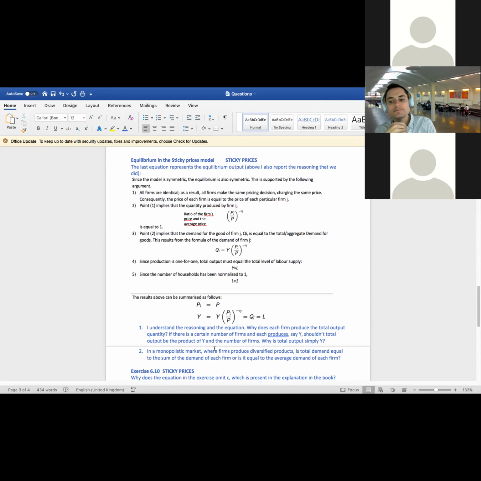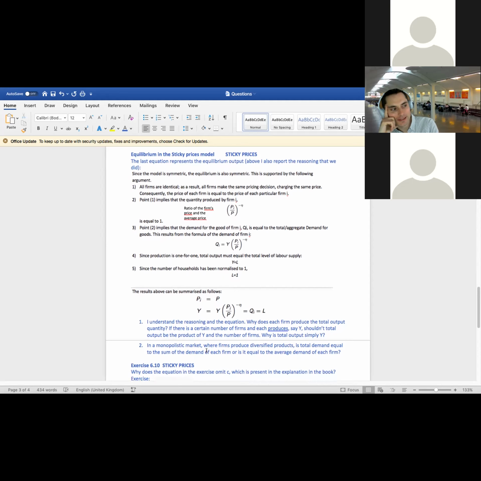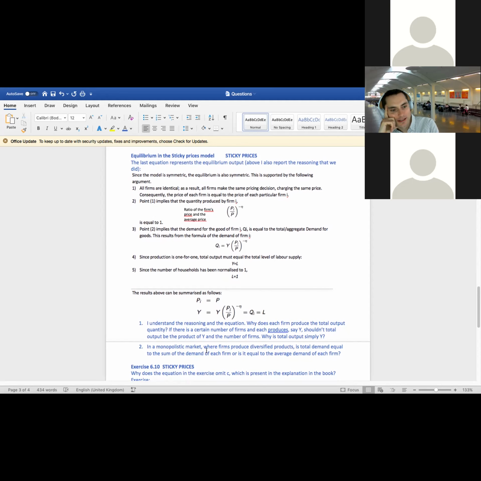Okay. And in monopolistic markets, the total demand should be thought of as the sum of the single demands of each firm, or as the average of all demands? Yeah. So again, it's the same sort of observation.